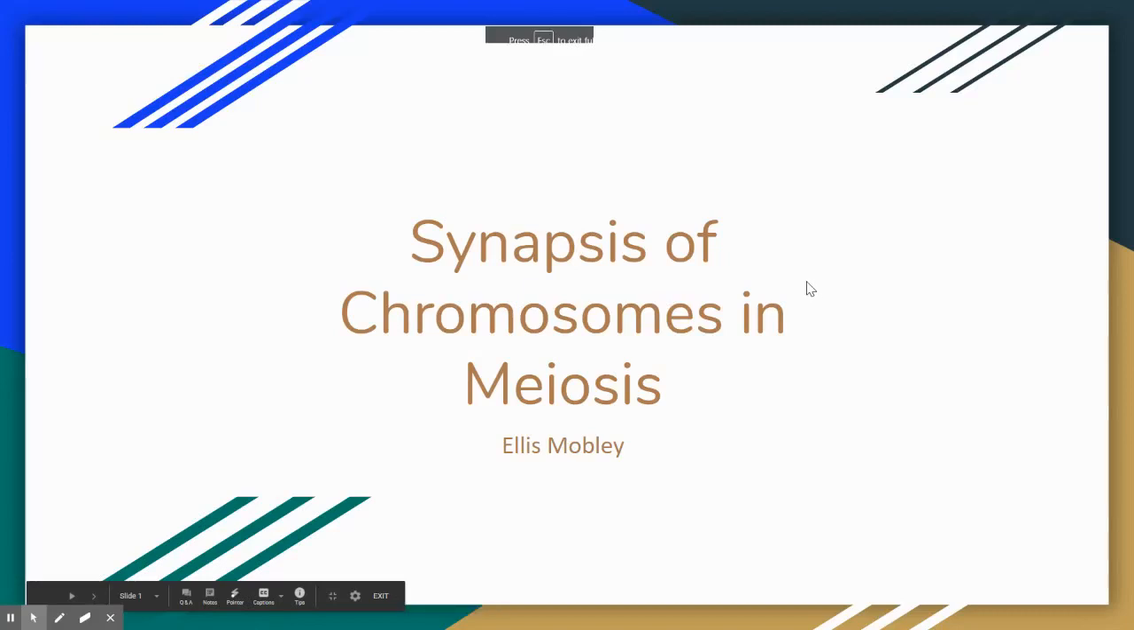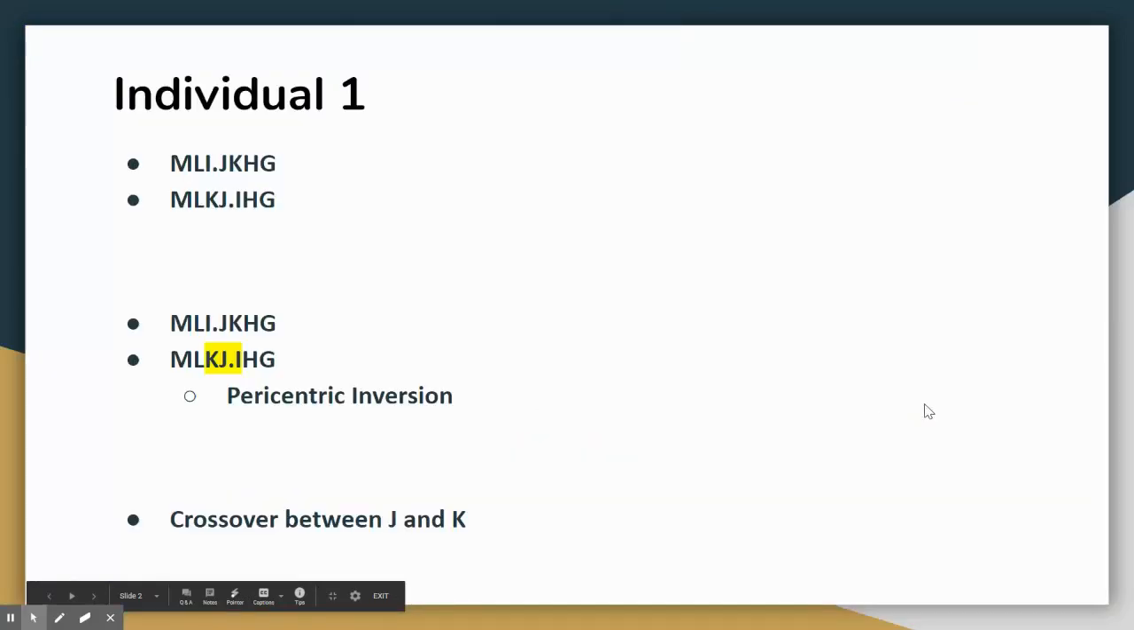Today we're looking at the synapses of chromosomes and meiosis. Our first individual we're going to look at here has a pericentric inversion. You can see from this highlighted area that this part is inverted, and it's pericentric because it contains the centromere. And then we're going to cross over between the J and K loci.